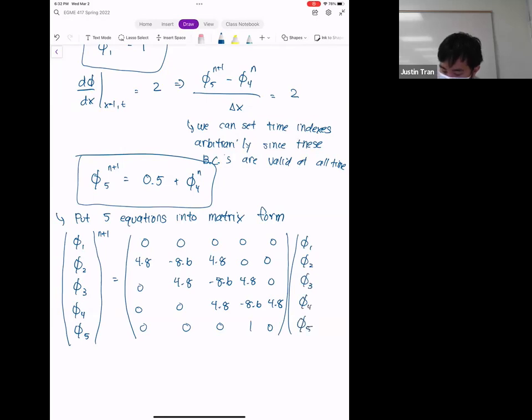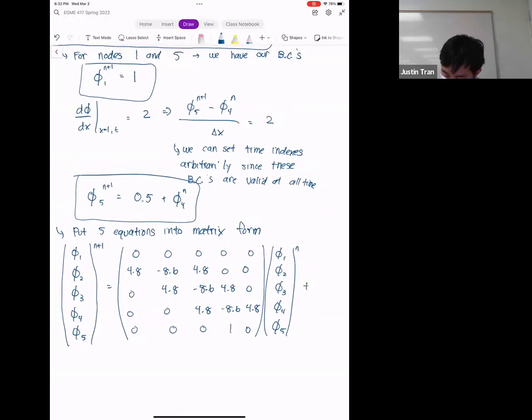But these are going to be the phi terms at the current time step, at this time step n. And then to this, we're going to add all the extra terms, and these are all the boundary condition terms.